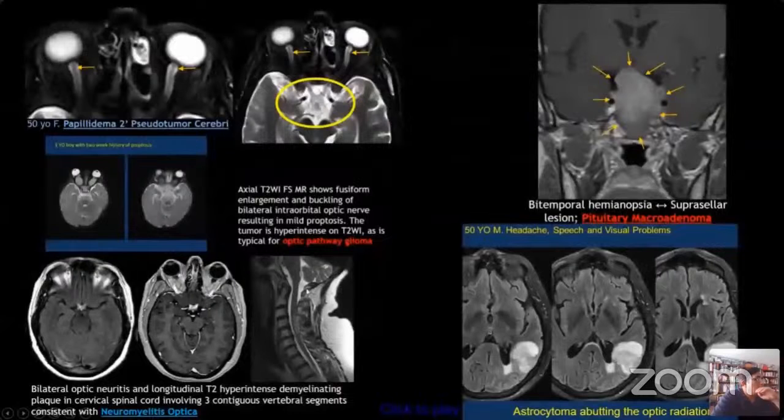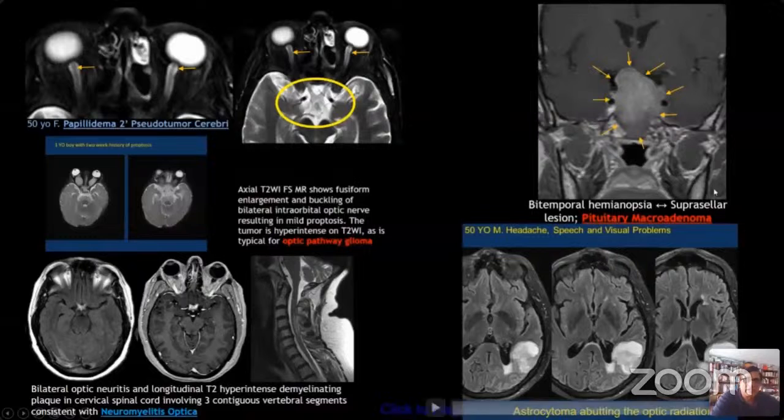And in here, you can see that there's the enhancing part of the optic nerve. You can see the optic chiasm, the optic nerve, the optic tracts are enhancing. And within the spinal cord, there is this expansile intramedullary hyperintense T2 long segment lesion. So that's typical of neuromyelitis optica.